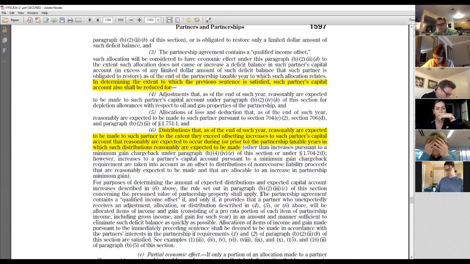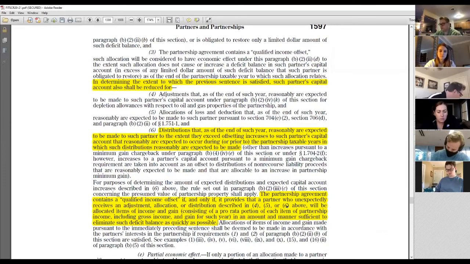And then finally that intuition also helps us to understand the QIO, which is a condition of being in the alternate effect test. Well, this sentence here tells us what a QIO is. A QIO provides that a partner who unexpectedly receives an adjustment, allocation, or distribution described in 4, 5, and 6. Again, you can strike out 4 and 5. We're not going to be dealing with that stuff. But 6, who unexpectedly receives a distribution described in 6. So this is, you couldn't anticipate it. It was not reasonably expected.